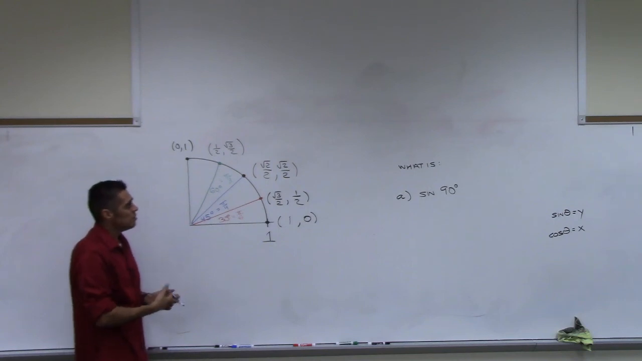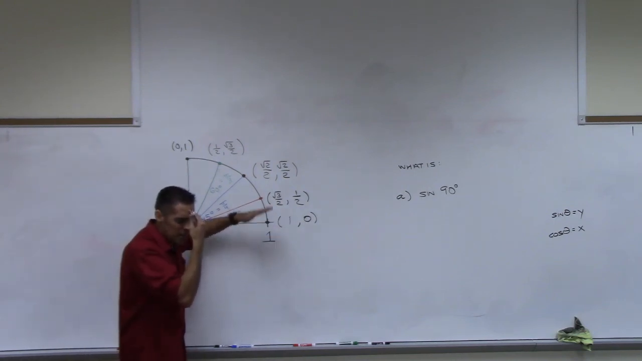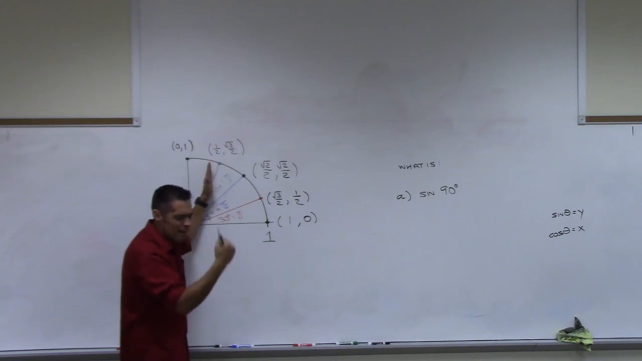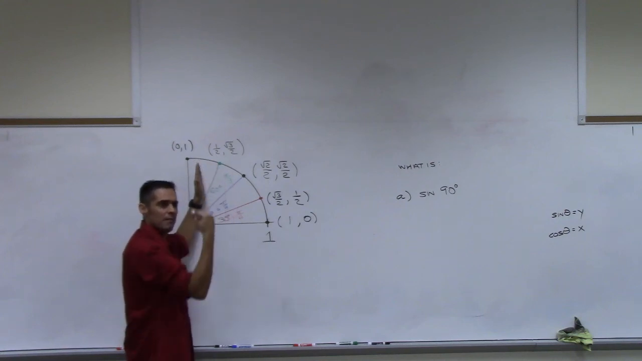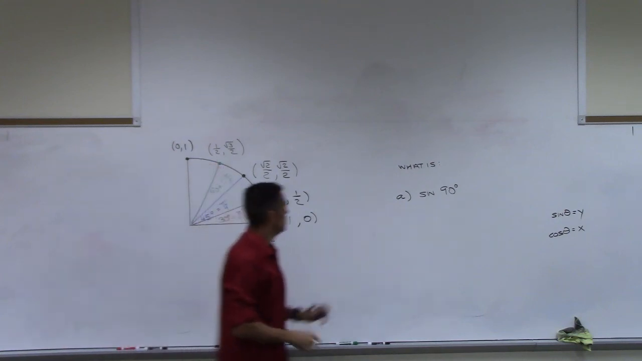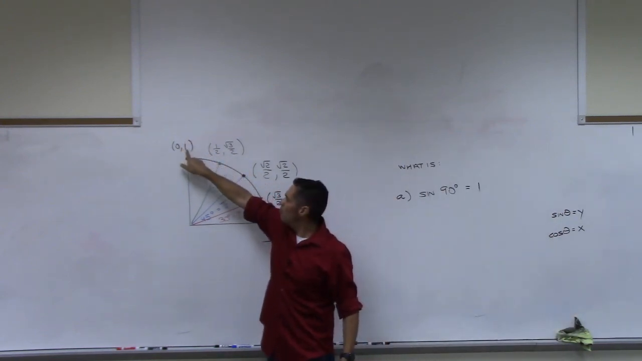So the x and the y coordinates on the unit circle are corresponding to the cosine and sine values at that angle. So when I say sine of 90, what you're doing is you're saying 90 degrees. What's my y coordinate? Why am I saying y? Because it's sine. Okay, so y coordinate, I'm up here, right? I've got to go up 1. The answer is 1. You see that? Up there, the y coordinate.